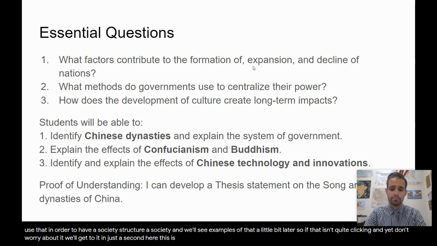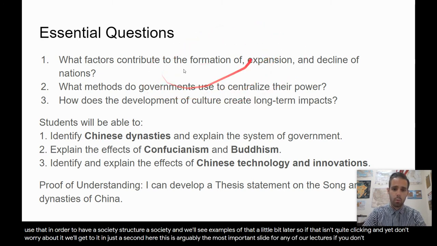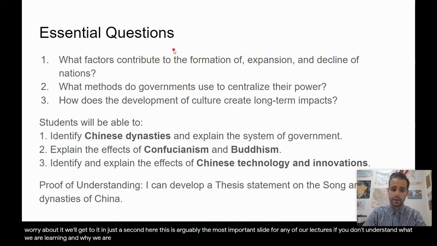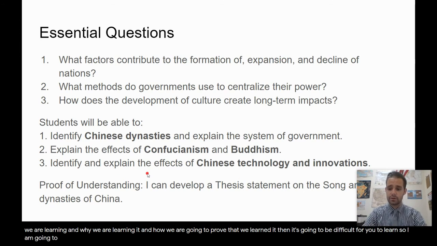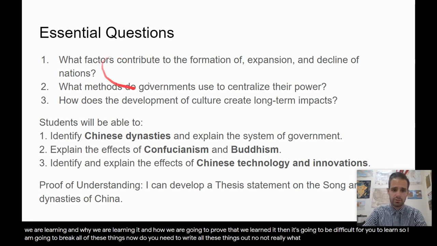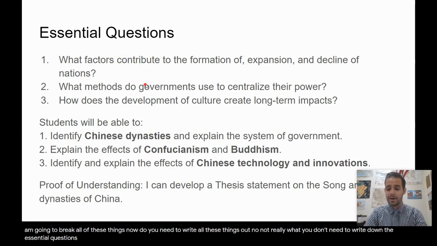This is arguably the most important slide for any of our lectures. If you don't understand what we are learning and why we are learning it and how we are going to prove that we learned it, then it's going to be difficult for you to learn. So I am going to break all of these things down. Do you need to write all of these things down? No, not really. You don't need to write down the essential questions every day, because they're going to be the same exact questions every single day for the entire unit.